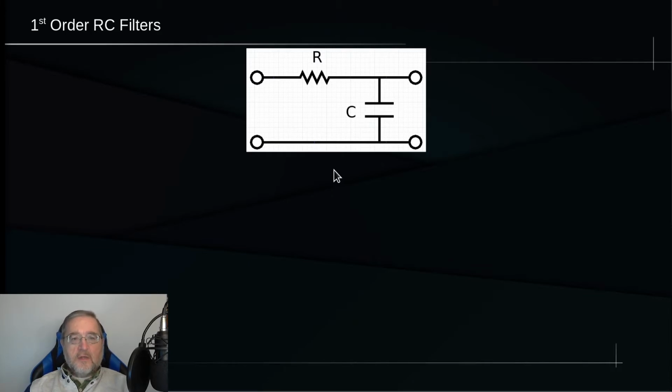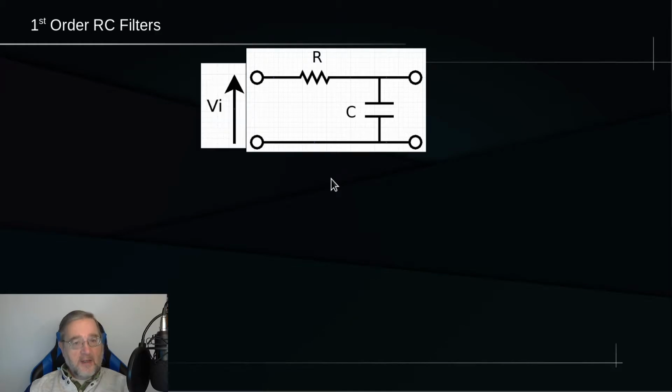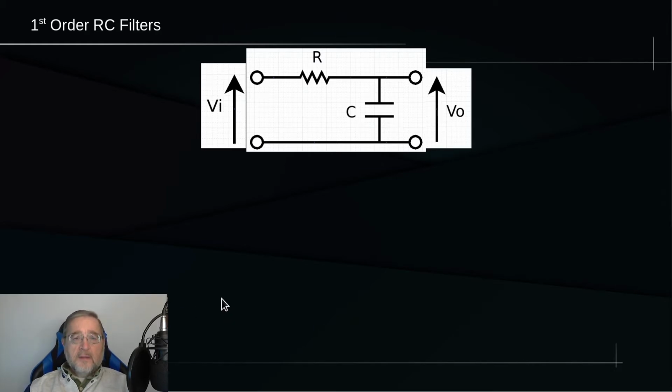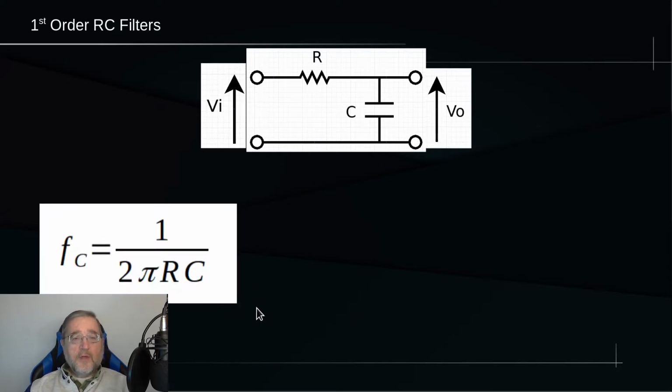Low pass because of all the frequencies injected in its input signal Vi, only the ones lower than the so-called cutoff frequency will go unaltered in its output signal Vo. All the others will be attenuated, and the more they are higher than the cutoff frequency, the more they will be attenuated. The cutoff frequency of such a filter is defined by the following formula. We will see later where this formula comes from.